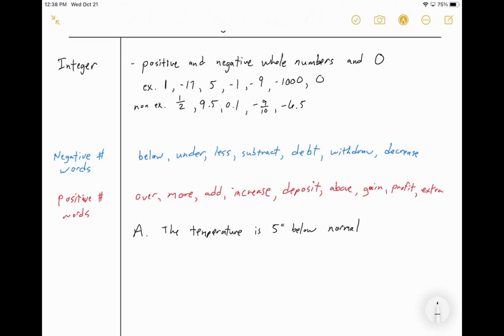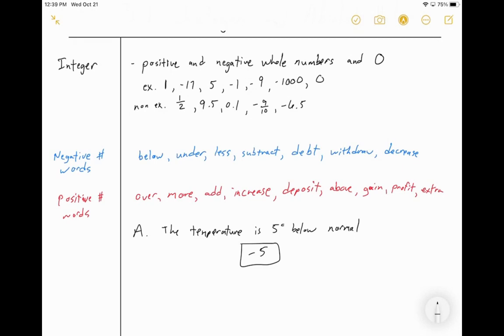Right? Positive 5 or negative 5, right? So it's below, so it's going to be negative 5. And that's it, right? There's a whole IXL lesson where this is all you have to do. Choose the positive number or the negative number based off of what it's describing, okay?